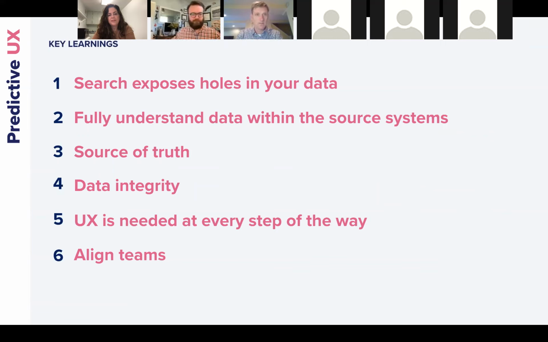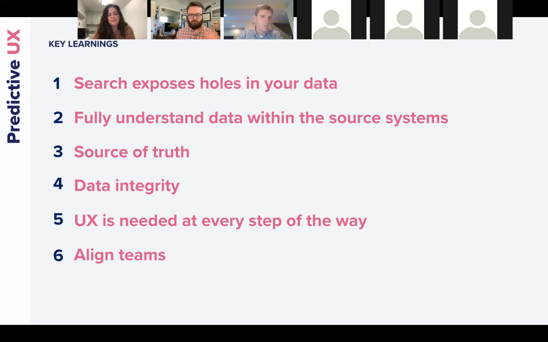And this is where UX really starts to play in, is to fully understand the data within your source systems. So there are a lot of questions that need to be asked, where different UX practitioners and UX research can really help in figuring out what data is in these systems, where does it exist, how updated is it.